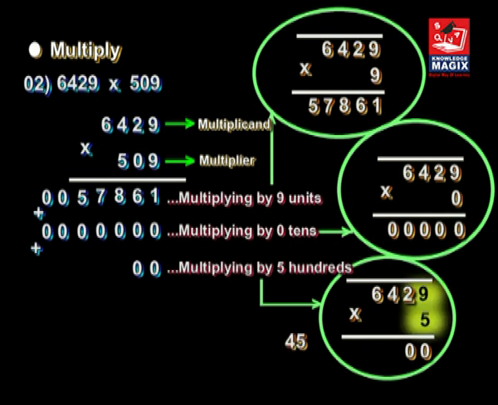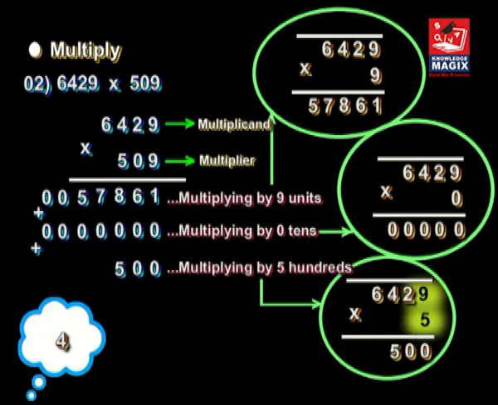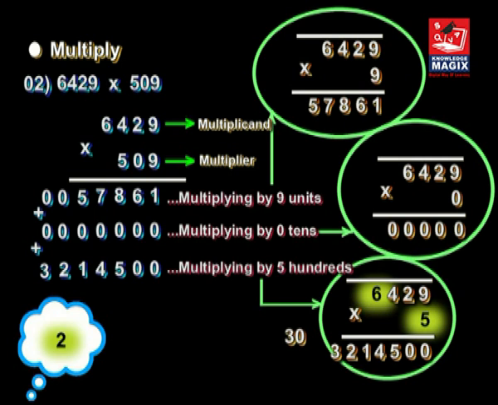5 nines are 45. 5 is written, 4 is carried over. 5 2 are 10 plus 4, 14. 4 is written, 1 is carried over. 5 fours are 20 plus 1, 21. 1 is written, 2 is carried over. 5 6 are 30 plus 2, 32.